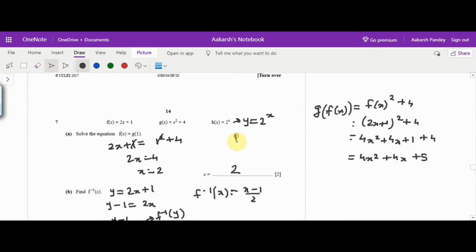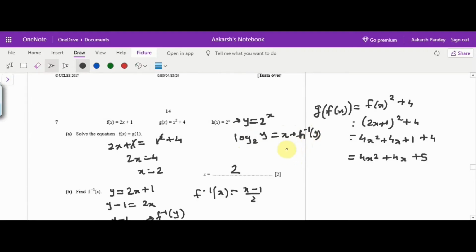So we write it as log y to the base 2 is x. Now again I have x in terms of y. So this is actually h inverse of y.